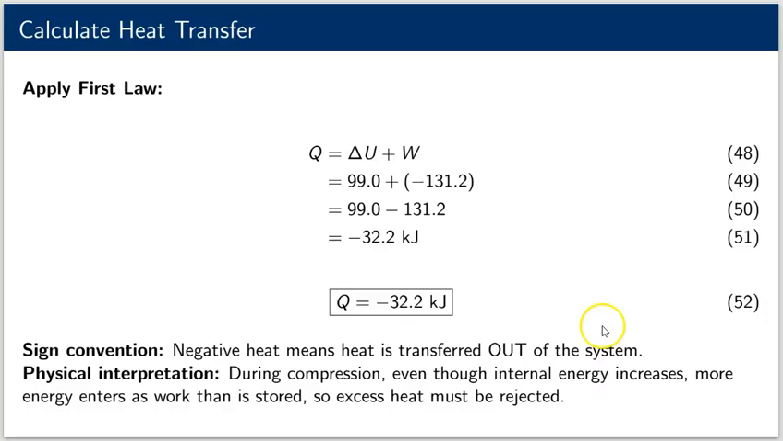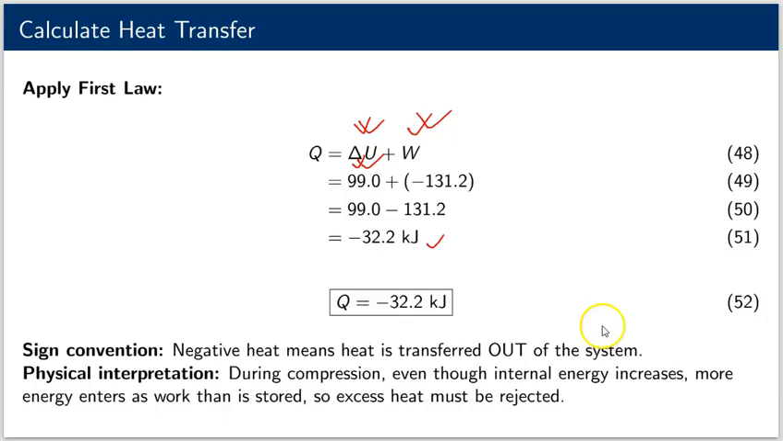Then apply the first law. Q is equal to del U plus W. Del U we know, W also we know. So finally Q will be minus 32.2 kilojoule. Here Q is negative, minus 32.2 kilojoule. The negative sign for heat transfer means heat is transferred out of the system.